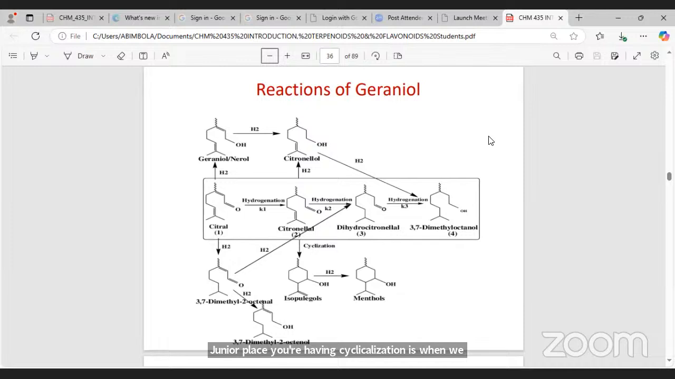You can see how simple these things are. So it depends on the question you are asked. You understand that what you're doing, that you're doing hydrogenation or you're doing oxidation. So look at it as if you make things.